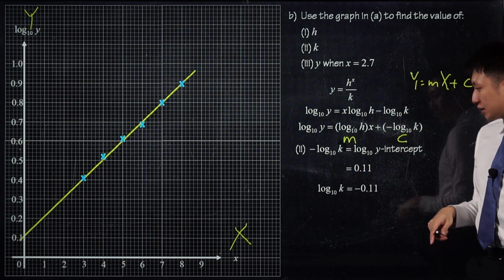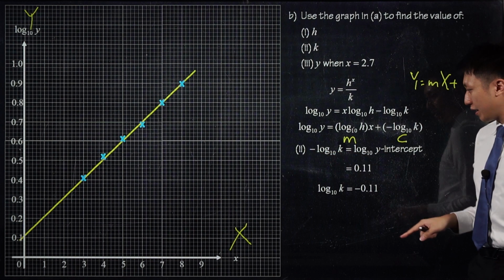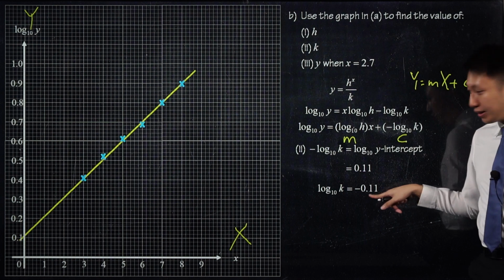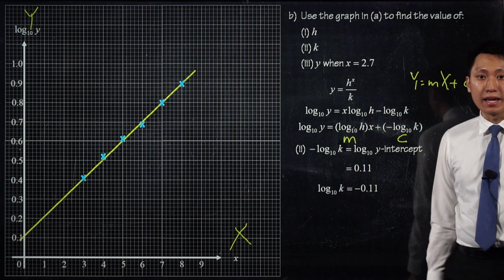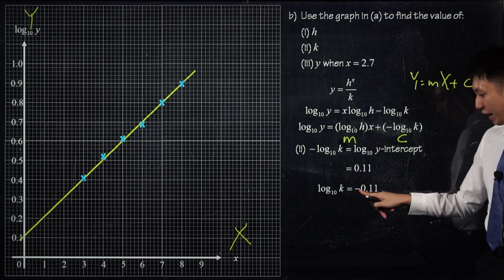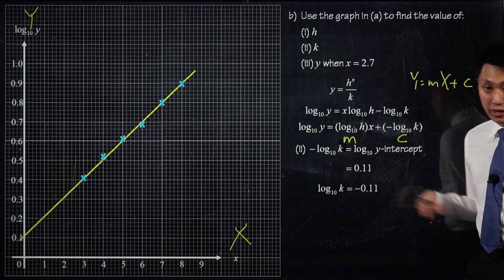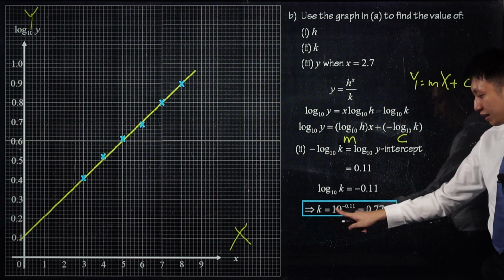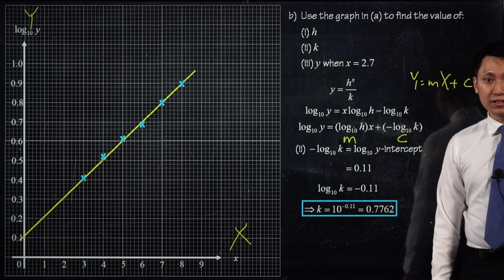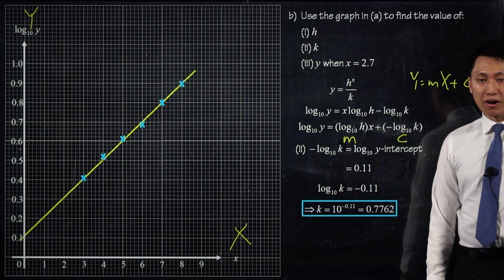Then next we have negative log 10 k is equal to this thing. So negative, move it over, you get this one. So from here, how do you read the k? How do you tell what is k? 10 to the power of negative 0.11 is equal to k. So k is 10 to the power of negative 0.11. Then it's 0.762. That's your answer.